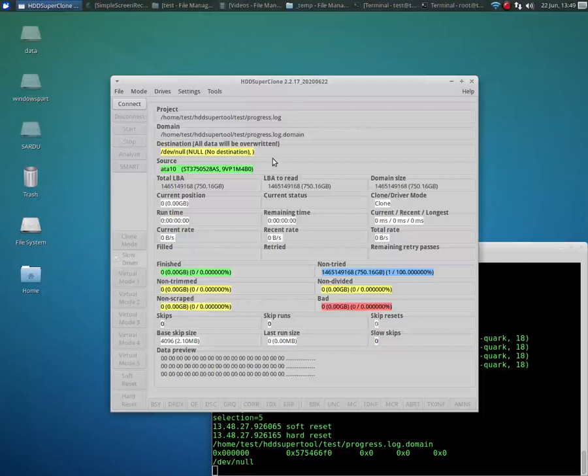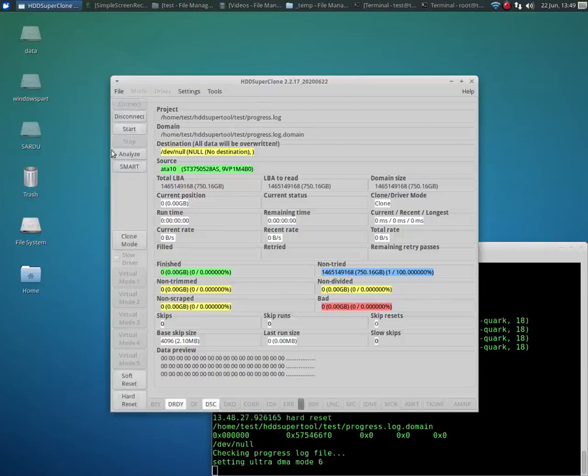I've added some diagnostic output to the analyze results to better help understand what might be wrong with the drive. And I'm going to demonstrate and explain those results in this video. So I've already connected my project, source, destination, so I'm going to connect.